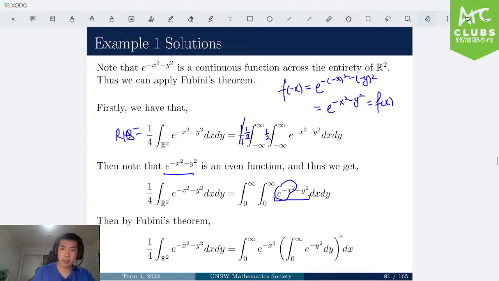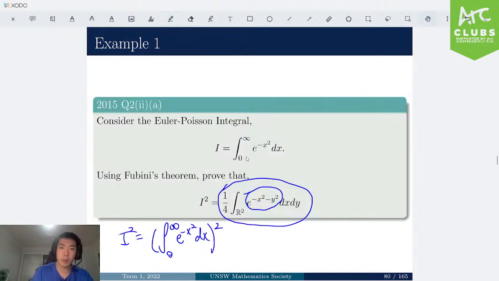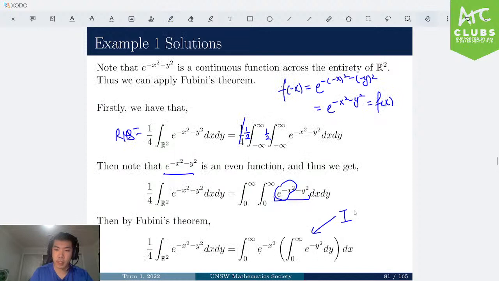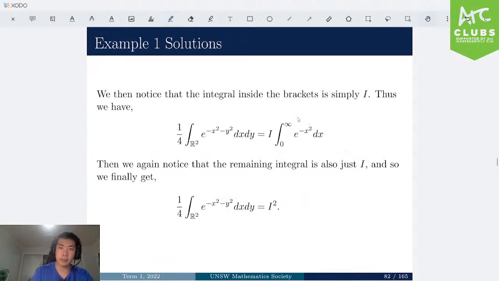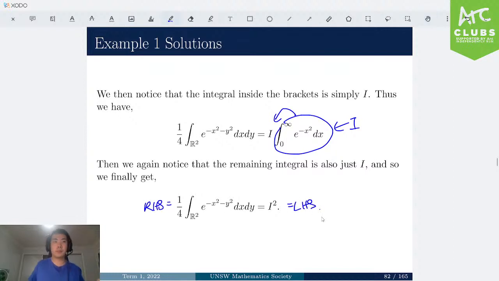Okay. And notice, hopefully you guys have already noticed, that this thing here is really just I. Right? If we go back, I was this. So it's like we just have a dummy variable, instead of x we have y, but it's really just the same thing. So this part here we have already deduced is actually I. Okay, so we bring I outside, and now we just have the integral from 0 to infinity of e to the power negative x squared dx. But again, notice that this is again just I. So eventually we have I squared. Okay, and that's it. So we went from the right-hand side to the left-hand side.